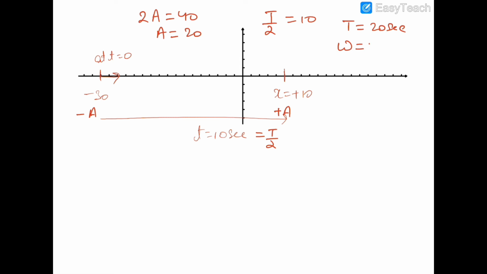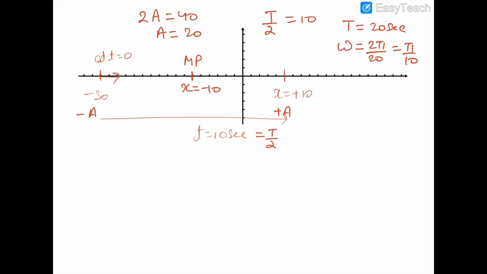So omega is again 2 pi by 20, which is pi by 10, and the mean position is situated at a distance of a from each of the extremes. So if this is an extreme position and a is 20, then the mean position will be situated at this point, which is x is equal to minus 10, because in that case this distance would be equal to 20, which is the amplitude, and this distance would also be equal to 20. So this is the mean position.